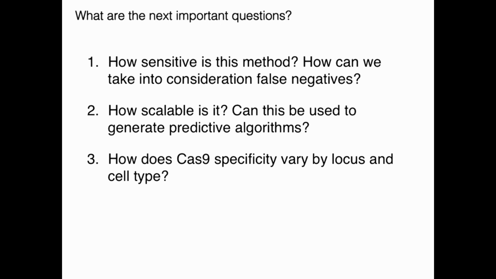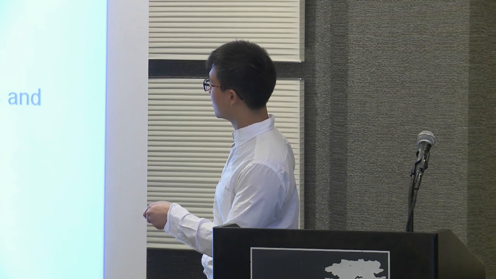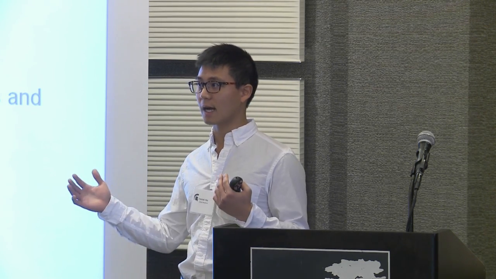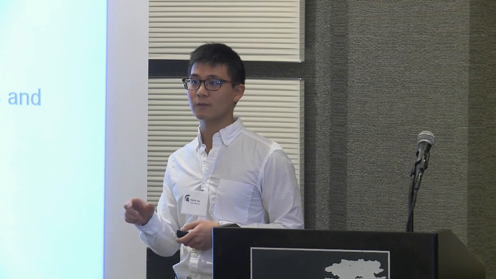And so experiments to really figure out how sensitive this technique is, how can we take into consideration these false negatives? So off-target sites that might be modified, but we didn't detect by this kind of biochemical enrichment. This is something we'll need to figure out. How scalable is this? Can we generate enough data points across different guides to try to figure out guide sequence intrinsic determinants of specificity?